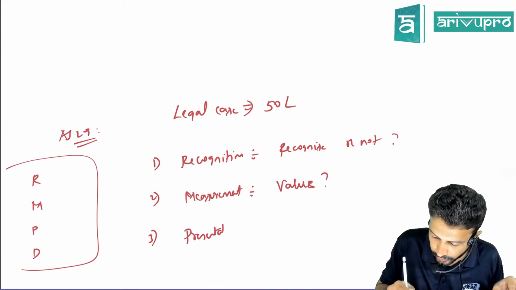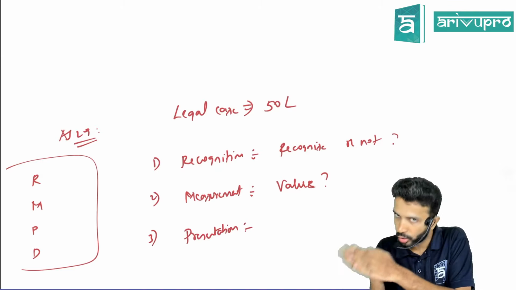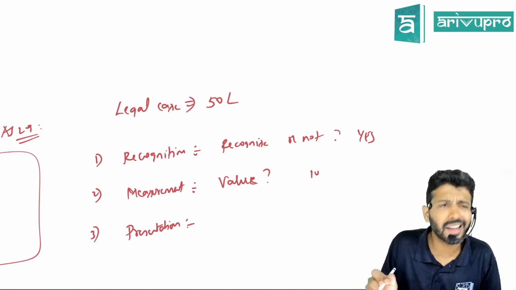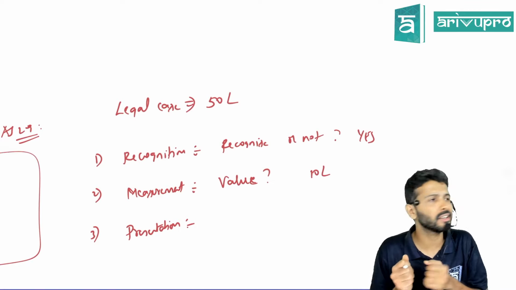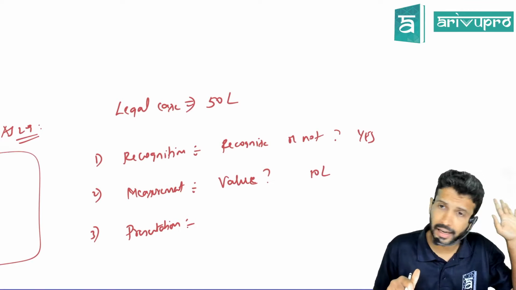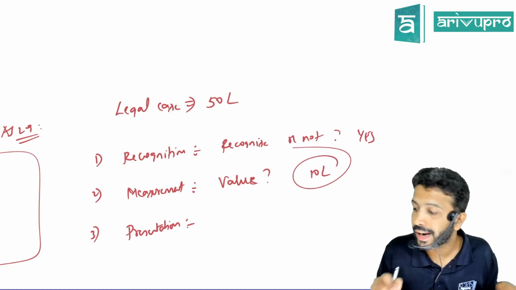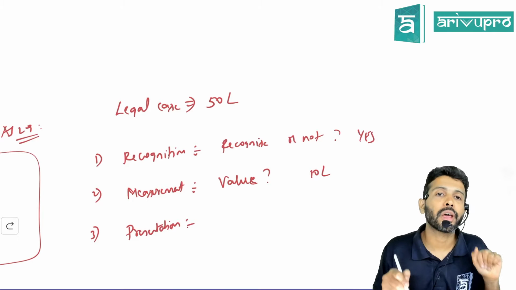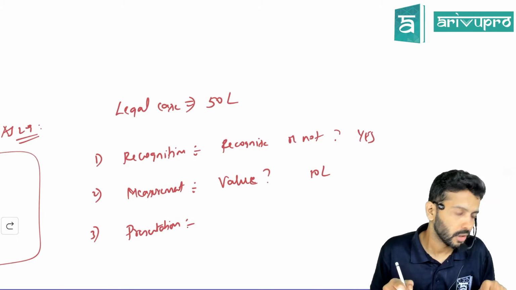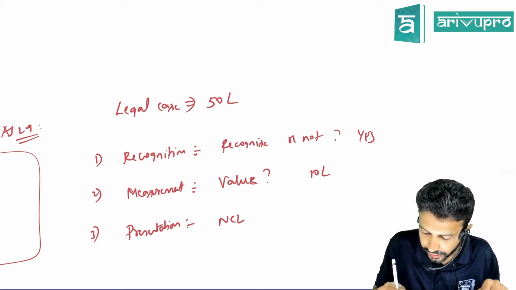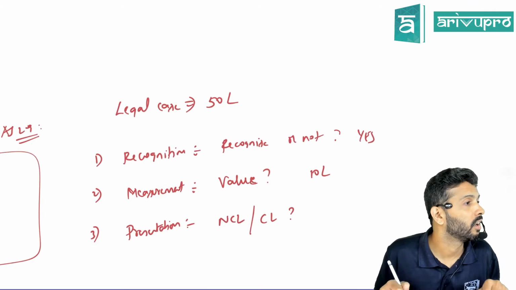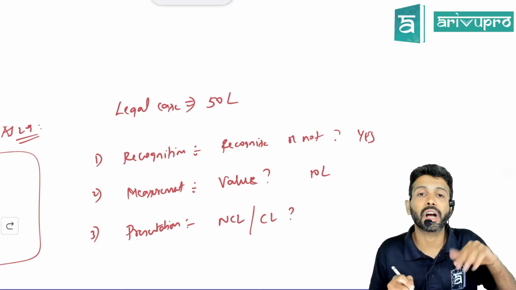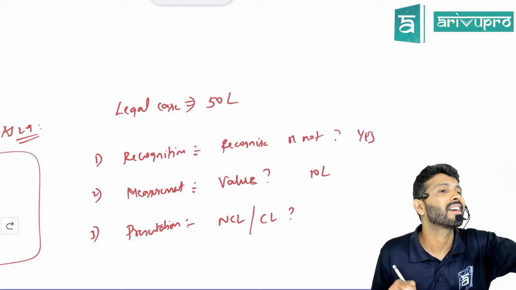Presentation. Okay, you've decided that you will show this liability. Let's say I decided that I will show this liability and I will show it at 10 lakh rupees. I did some estimates and it came to 10 lakh rupees. So I recognize this liability at 10 lakh. The next question is, where should I show this liability? Should it be shown as a non-current liability or should it be shown as a current liability? That is your presentation headache, which accounting standards will give you the guidance on.